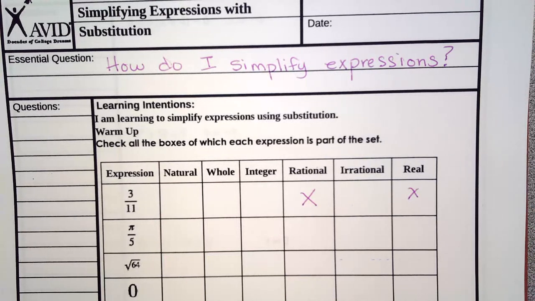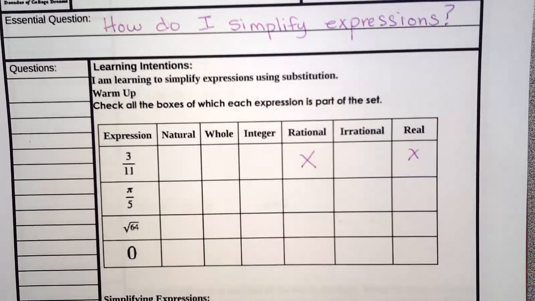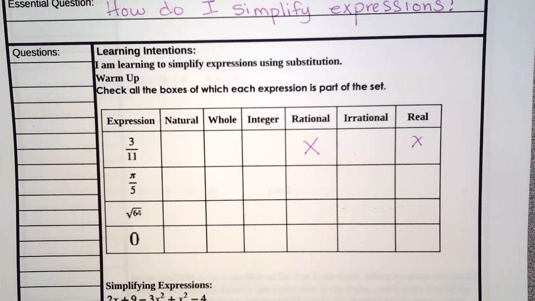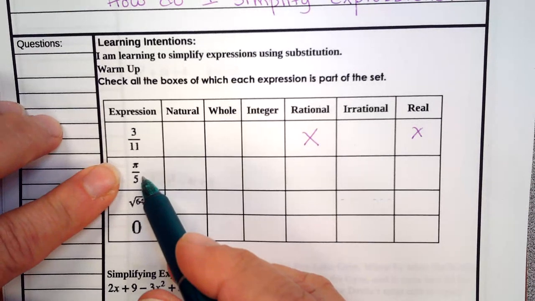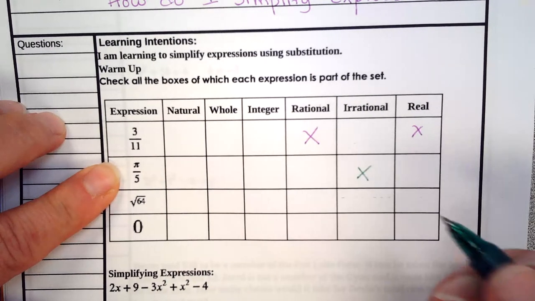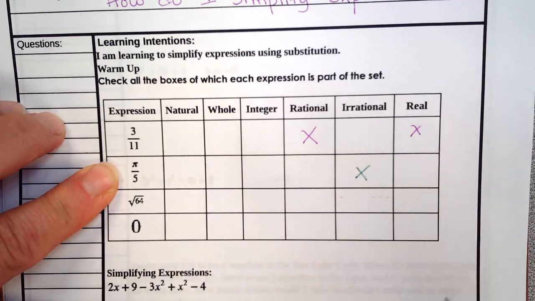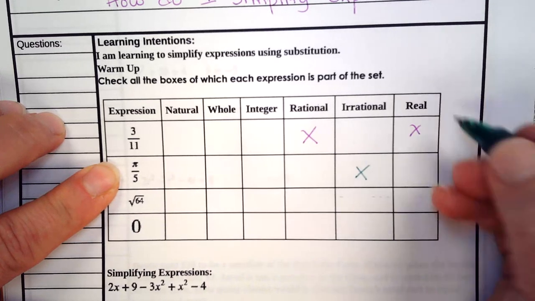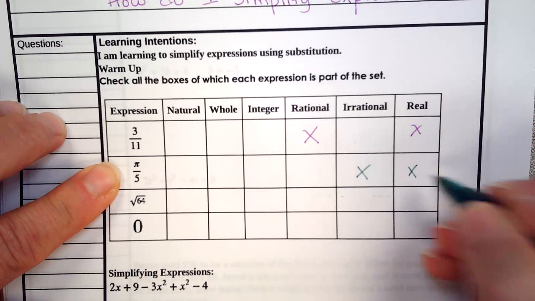That shows you how to do it. See if you can do the next 3 on your own. Pause the video and get it done, please. Okay, pi is irrational. So we know that it has to be irrational. All of these will not work if it's irrational. Finally, it is also part of our real numbers.